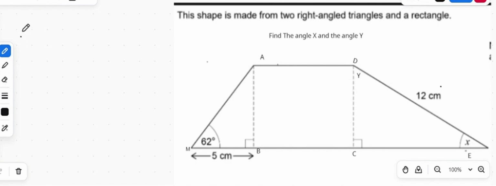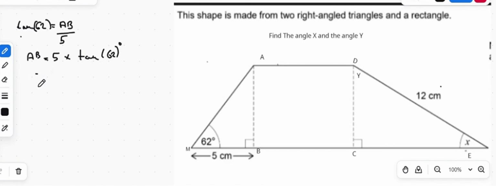Here you have the tan, as I said, of 62 degrees. This should be equal to AB divided by 5. So AB should be equal to 5 times tan of the angle 62. Now if you use your calculator, you're going to find that the tan of the angle 62 is equal to 1.88.